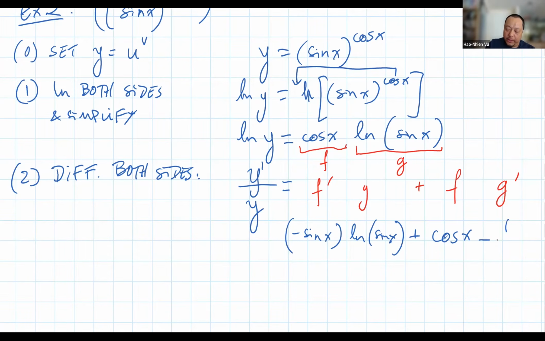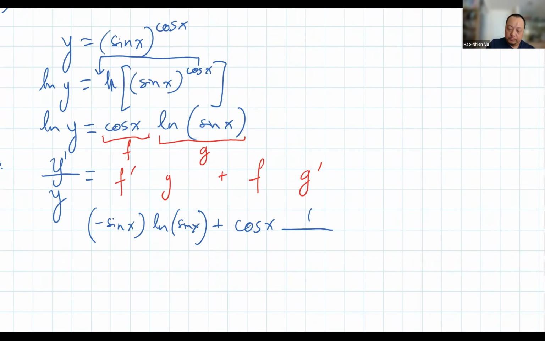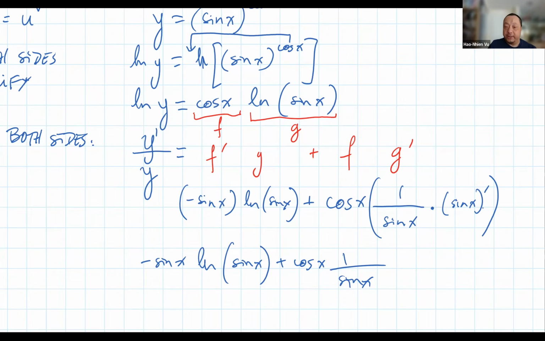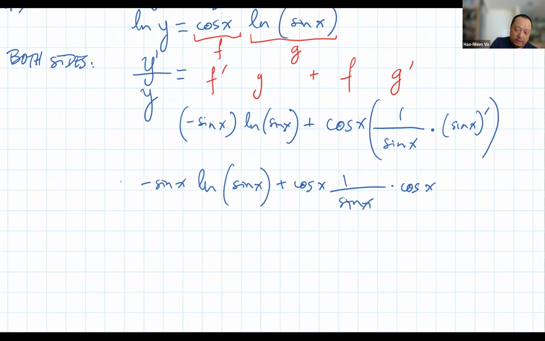Derivative of ln is 1 over the inside, and then I have to times the derivative of sin x for the chain rule. So altogether, it's negative sin x times the derivative of sin x, which is cosine x. And all of this is equal to y prime over y.